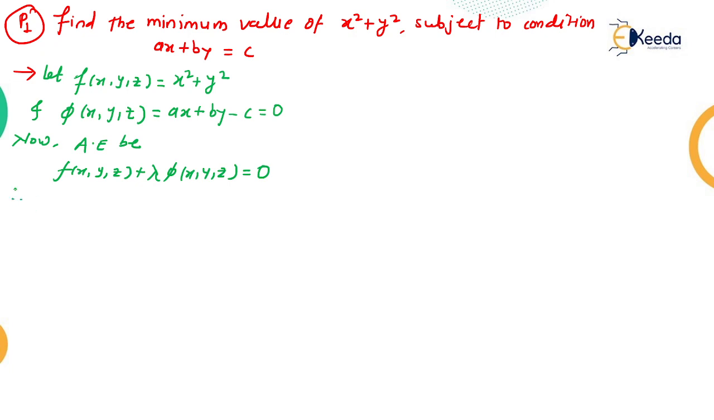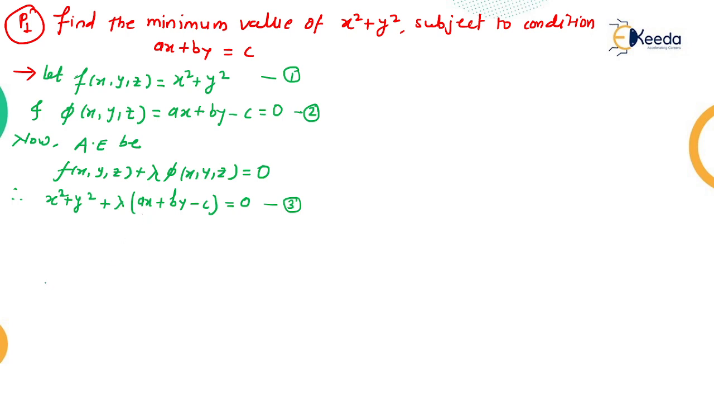So what are we getting? Therefore we are getting simply x square plus y square plus lambda in bracket, and what is phi of x, y, z? This is ax plus by minus c, and that is equal to 0. So this is the auxiliary equation. For ready reference we denote this equation 1, 2, and this equation 3. Here lambda is the undetermined multiplier, and you have to eliminate this lambda after differentiating.